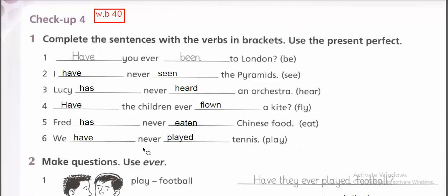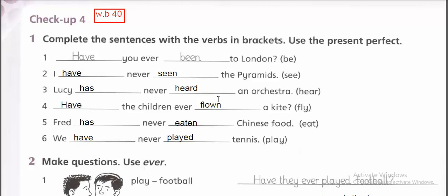Have you ever been to London? Here the verb is available and you will change it to the correct form. It takes have, then ever for the questions, and been is the verb 3 of be. Next, I have, because it takes have. Then we'll continue with verb 3 of see, which is seen.